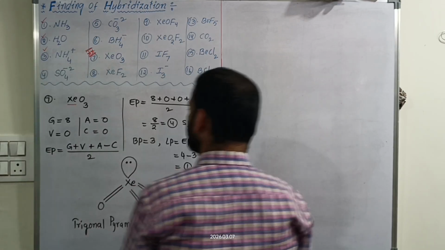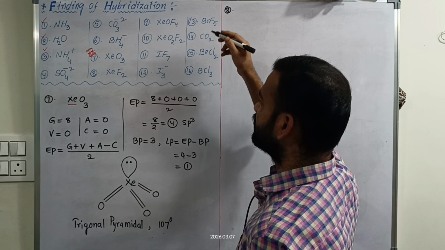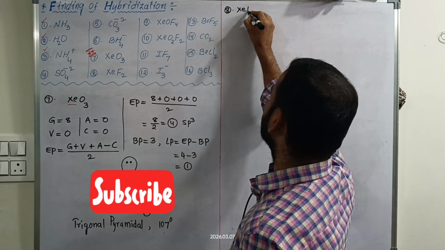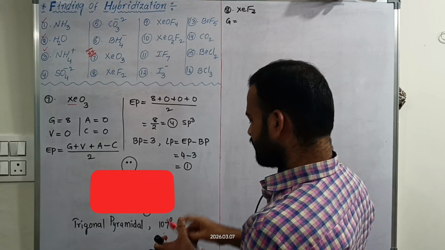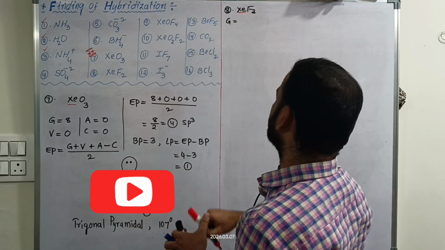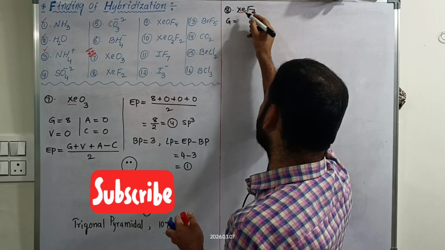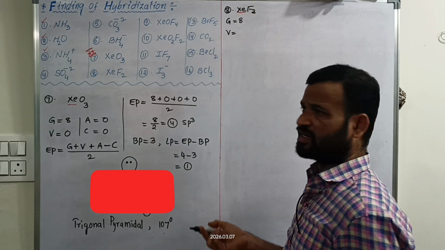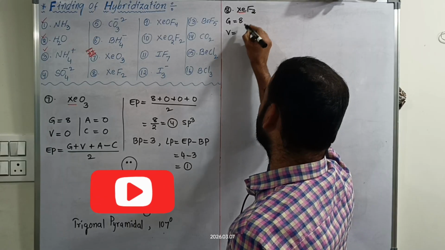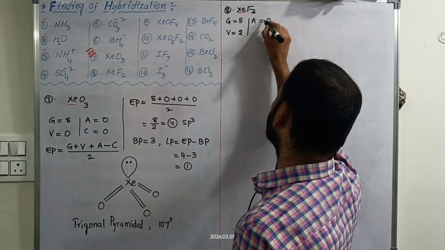Okay. Next come to the 8th one. What is the 8th one? Xenon difluoride. So G is equal to, here in this also xenon is the central atom. So here xenon is placed in the 8th group, means G equal to 8. Next V. Fluorine is the monovalent atom. Okay, so how many fluorines are there? 2. So it is neither anion nor cation. So A equal to 0, C also 0.